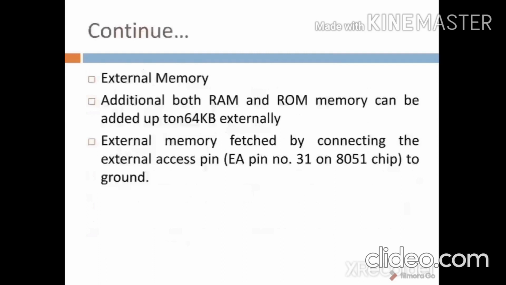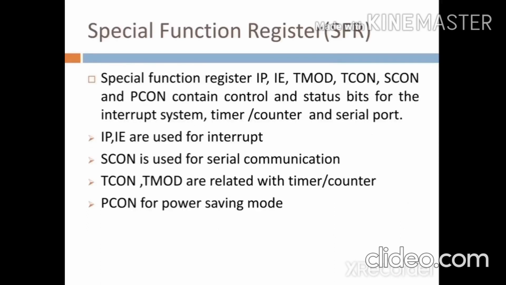External memory is fetched by connecting the external access pin. The external access pin is pin number 31 of the 8051, and it is connected to ground because it is active low.